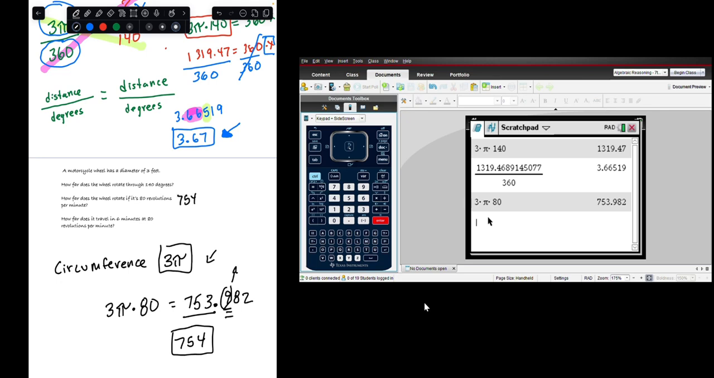Now, how far does it spin in 6 minutes at 80 revolutions per minute? Well, we know that this is how much it spins in 80 revolutions per minute. So all we have to do is multiply the 754 times 6 minutes. So we're going to use the rounded number and multiply that times 6, because it does 754 inches or feet in 1 minute times 6 minutes. That's going to give us 4,524.